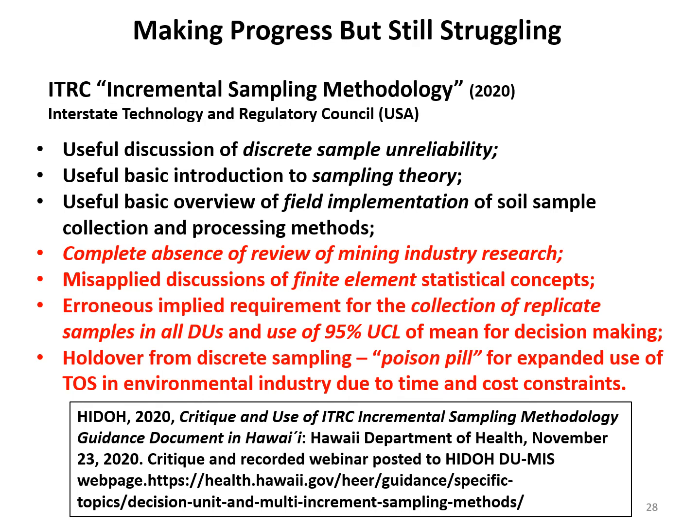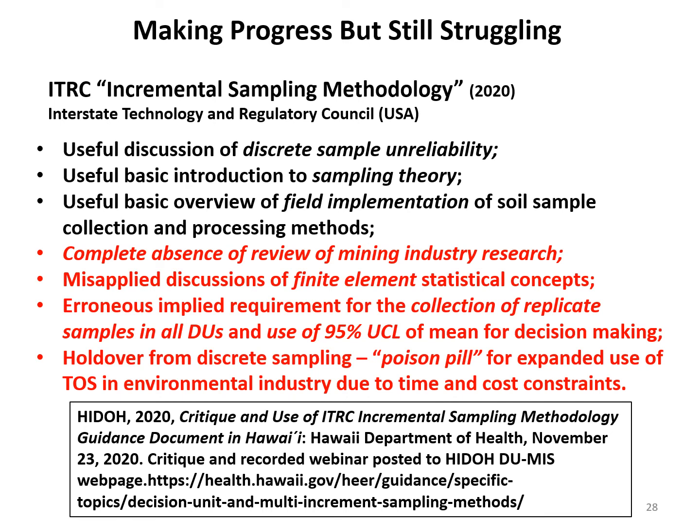It's also a key thing, once again, the absence of discussions of finite element statistical concepts. The real poison pill, we call it, for the document is this erroneous implied requirement for the collection of replicate samples in all decision units, where you collect multiple independent samples to look at the precision, and the use of a 95% UCL for decision making. Well, that's completely related to finite element sampling methods and statistical methods. It doesn't really apply at all to testing of infinite element material.